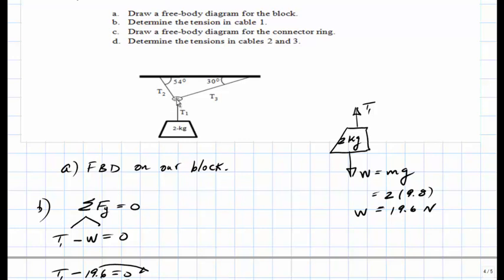Well, the connector ring is tying the three cables together, so certainly T1 is acting on the ring, and so is T2 and T3. The weight of the mass is not considered to be in contact with the ring, so we will not include the mass as part of the ring's free body diagram. Only these three tensions have a direct effect on the ring. Now, if the ring had its own weight, we would consider that as well, but it does not. We'll consider the ring as having insignificant weight. So let's construct the free body diagram.